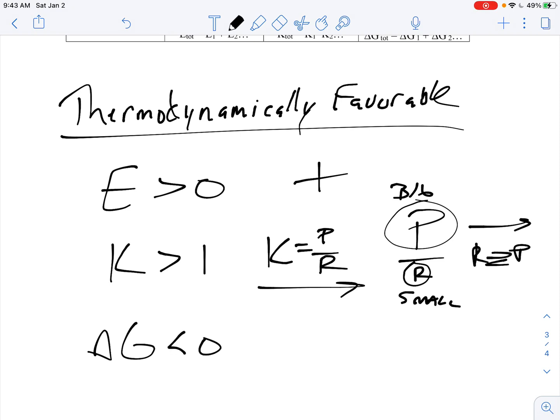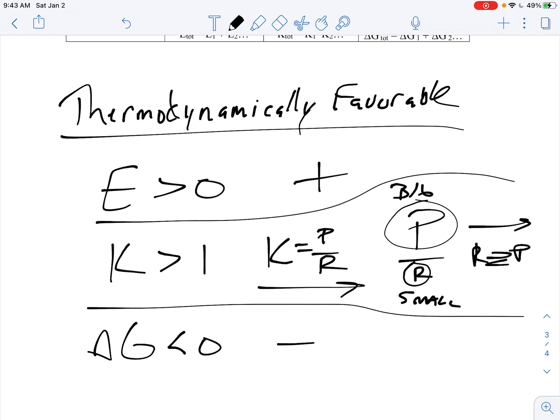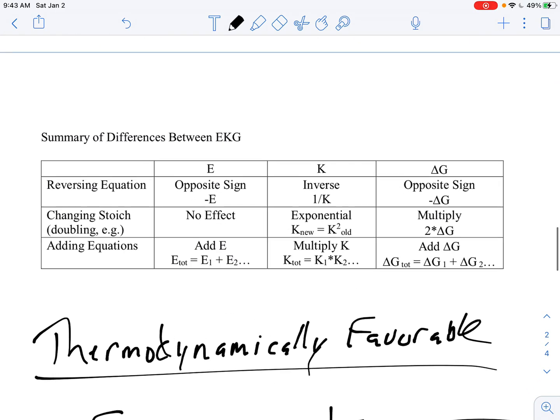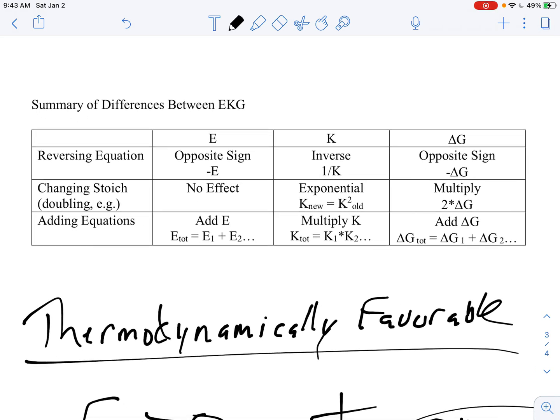And then for delta G, if we look at it from a thermodynamics perspective, we want delta G to be a negative number here, if we remember that. So just a quick reminder that there are three kind of different games that we are playing here: voltage, equilibrium constant, and Gibbs free energy, and they are all similar to each other, but they all play by different rules. Another quick reminder here that each of these guys has a different way of dealing with Hess's law and stoichiometric changes to each of the processes.